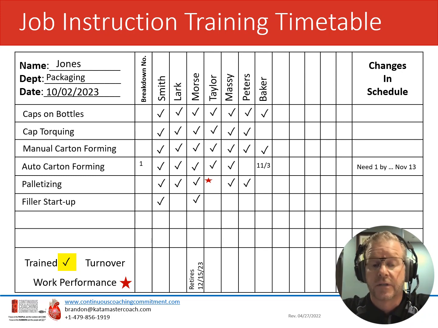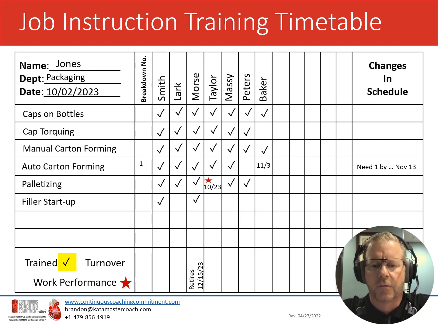Since the job instruction breakdown had already been created, job number 1 on the auto carton forming, she decided to set a date of November the 3rd, this being made on October the 2nd. She felt that by November the 3rd, she could check the box there and have Baker fully trained.